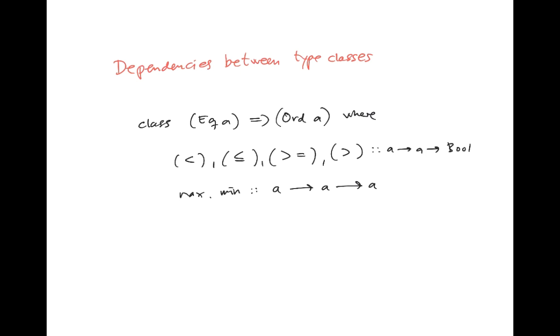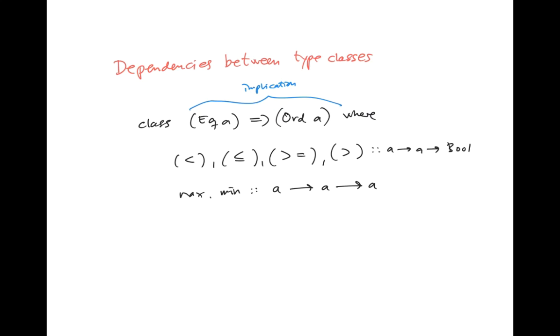But here the central notion that we're introducing is that we have this notion of implication, that if a is in the type class Eq a, then a is also in the type class Ord a. So in other words, what this implication says is that every type that's a member of Eq is also a member of Ord. And this is deliberately similar to the notion of inheritance that we know from object-oriented programming. We can have multiple inheritance.